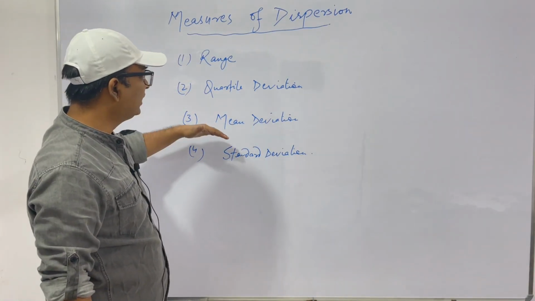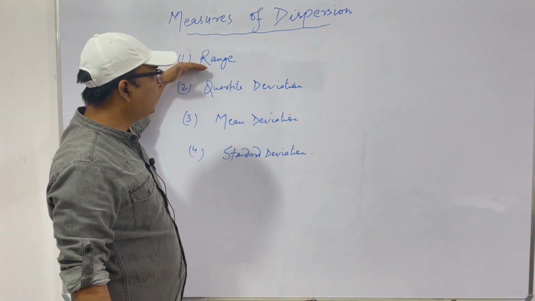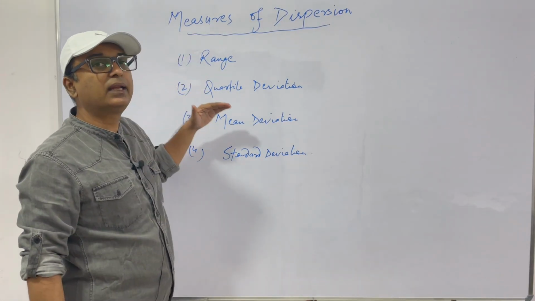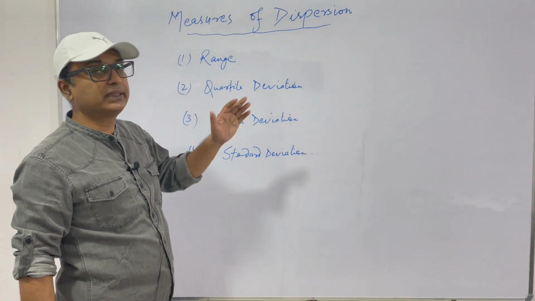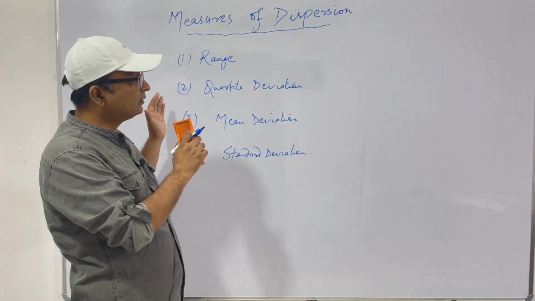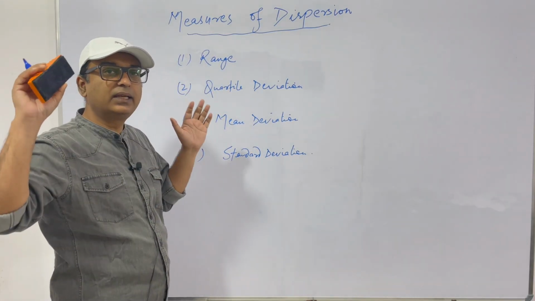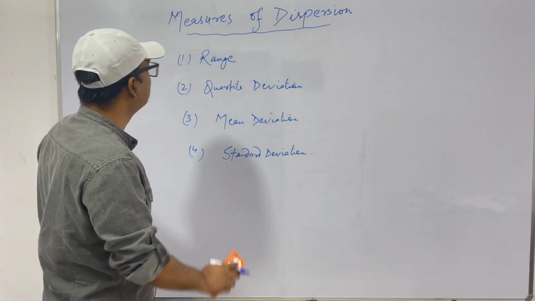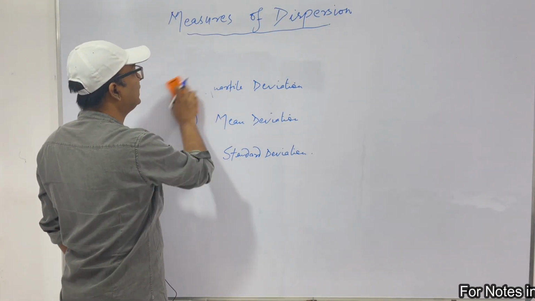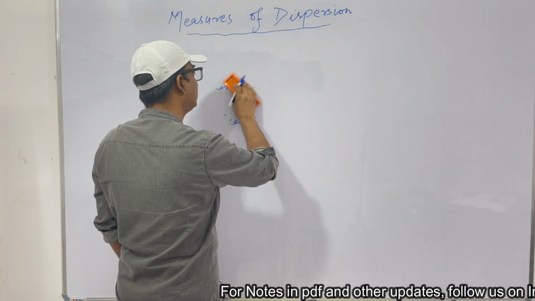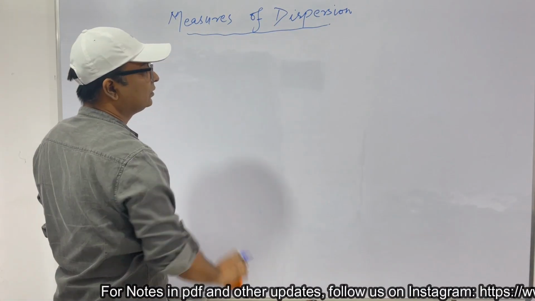So what I'll do, I'll explain to you each and every topic, and along with the topic I'll solve some examples so that these measures are very clear in your mind. So let's start with the first topic, that is range. What is range? This is a topic which we use almost every day in our usual talking.